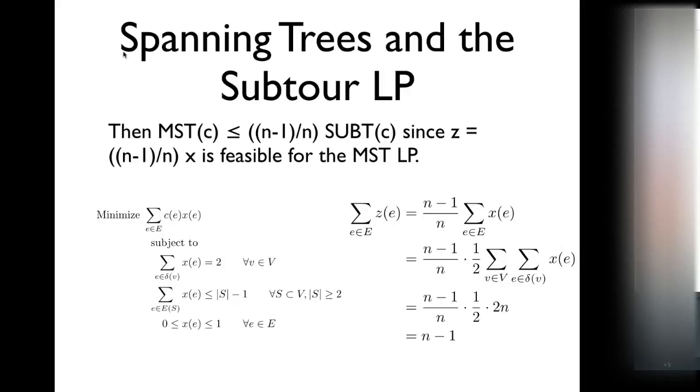So because we come up with a feasible solution for the min cost spanning tree problem that's equal to n-1 over n times the Subtour LP solution, the cost of the min cost spanning tree is at most that much. And so the cost of the min cost spanning tree is at most the cost of the Subtour LP, and now we're done. I've shown that Christofides will produce a solution whose cost is at most 3/2 times the value of the Subtour LP.